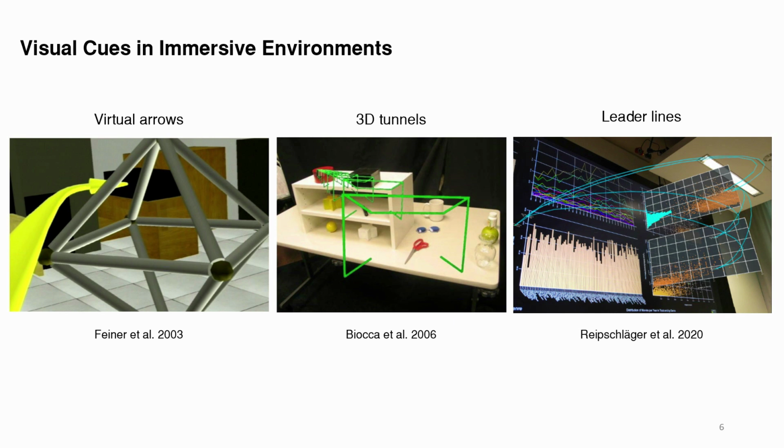Previous work has used visual links such as virtual arrows, 3D tunnels, and linear lines to help users identify features in immersive environments. However, these visual links are mainly designed for indoor use and are not suitable for outdoor applications. In outdoor environments, there are more challenges, especially when using head-mounted displays, such as color blending issues, background distraction, occlusion, and linking objects at long distances.